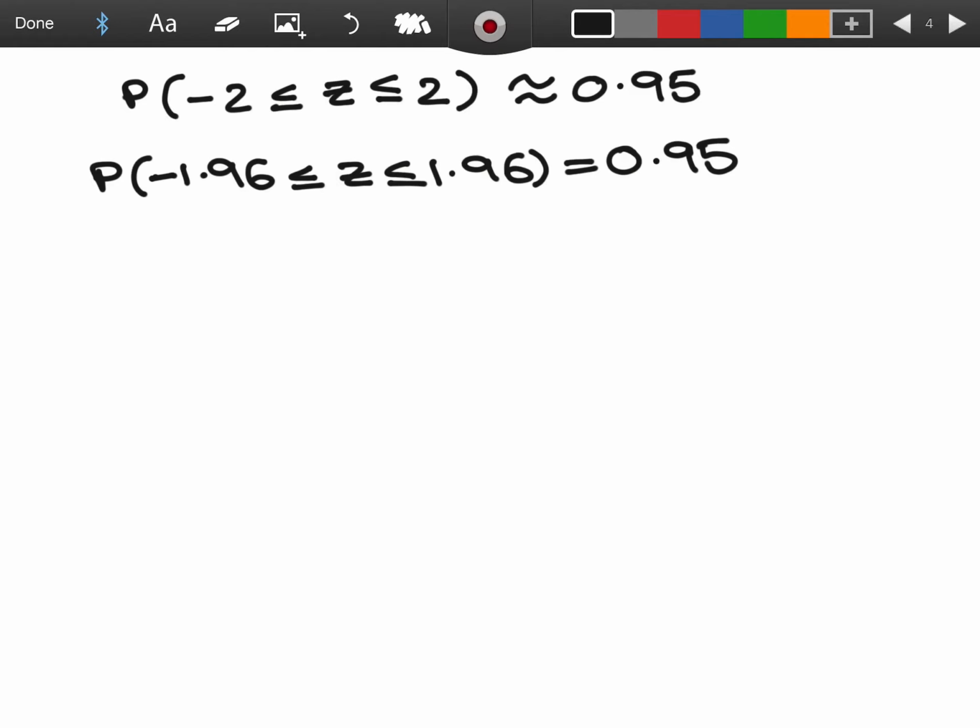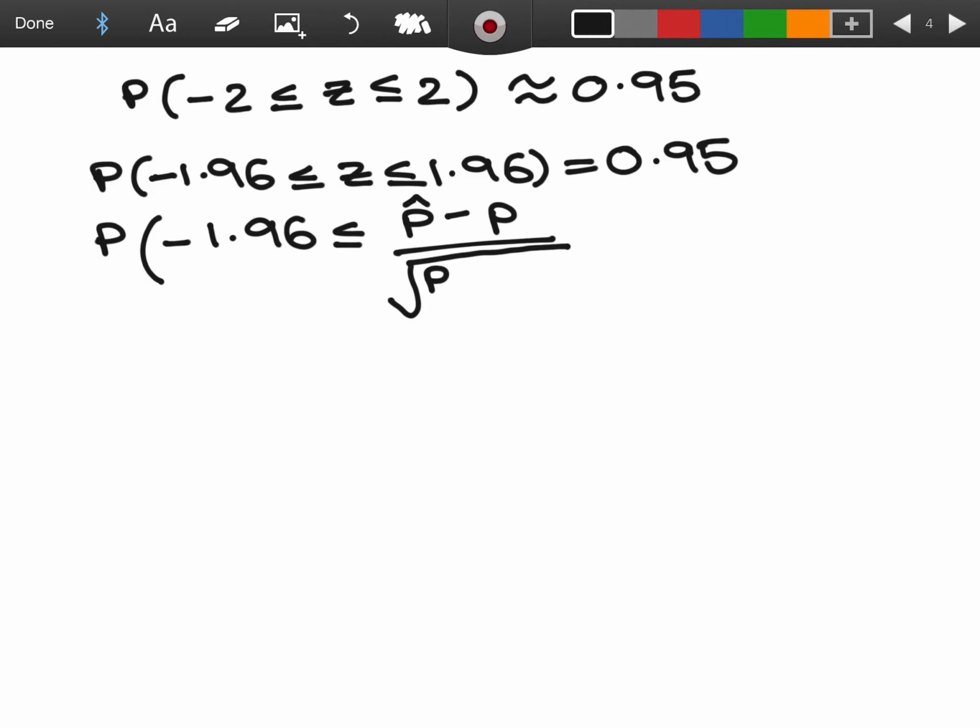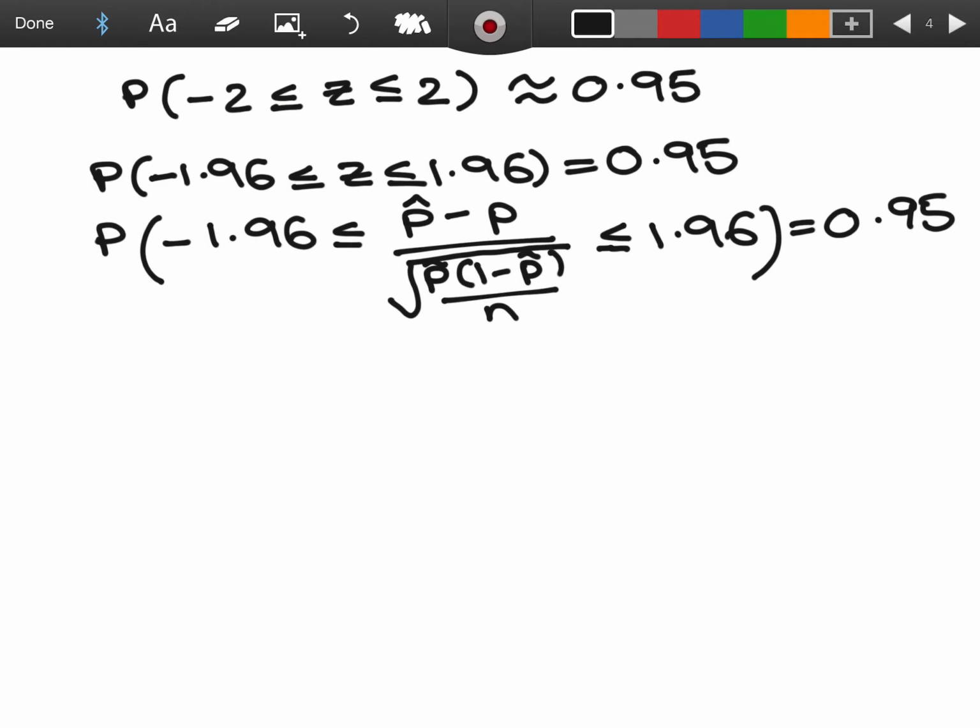So I know that for my sample proportions, I can let Z equal this thing, over N. Okay, and that is less than or equal to 1.96, which is equal to 0.95.